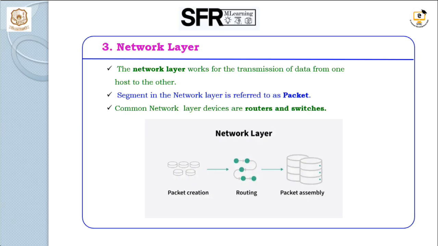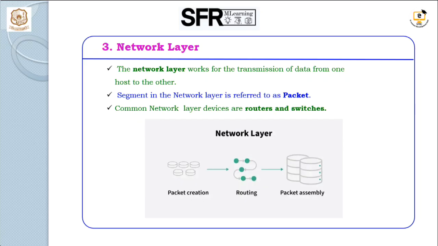It also takes care of packet routing, that is selection of the shortest path to transmit the packet from the number of routes available. The sender and the receiver's IP address are placed in the header of each and every packet. The segment in the network layer is referred to as a packet. The network layer is implemented by some of the networking devices like routers and switches. The picture below describes the functioning of the network layer.